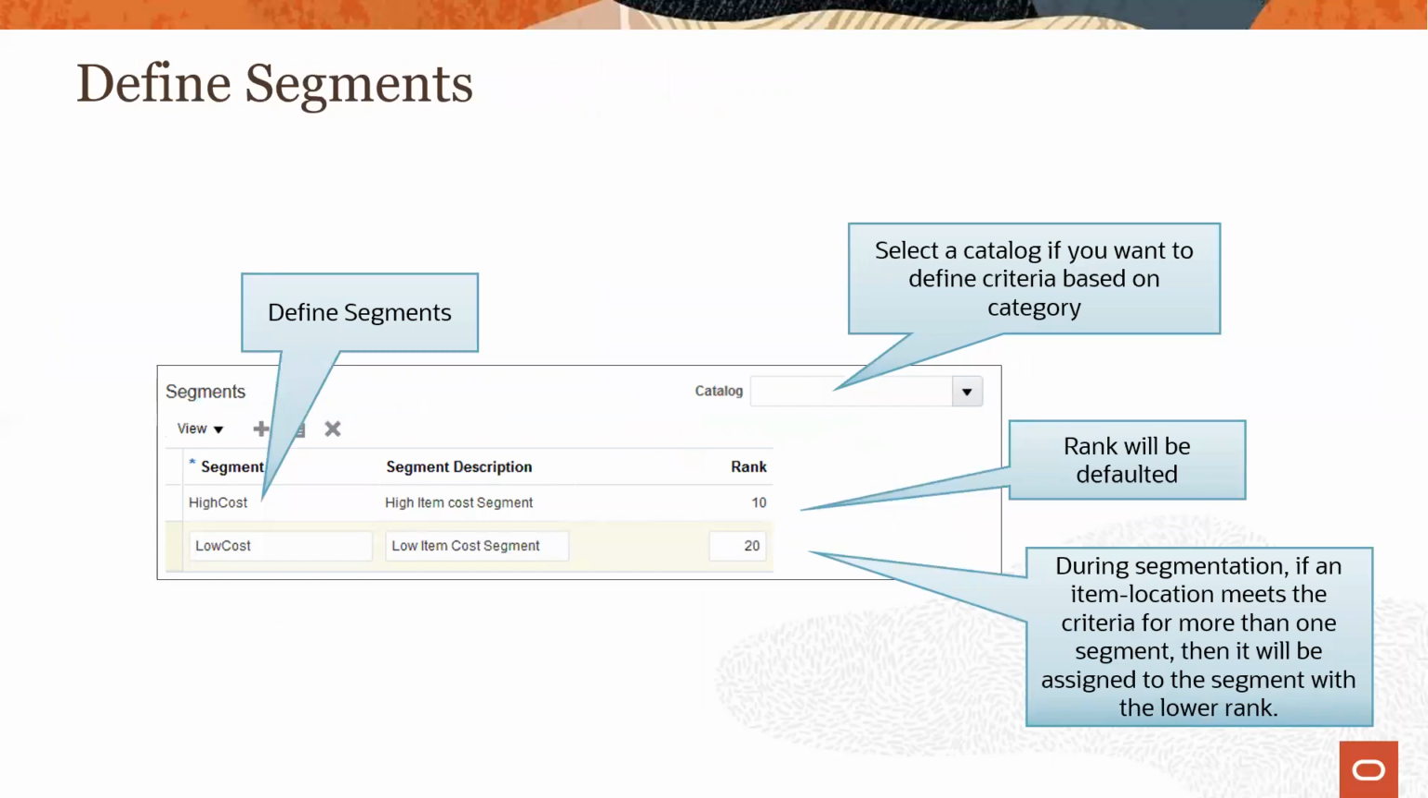You then define segments. Select the catalog if you want to define criteria based on categories. Rank column will be defaulted. You can change the rank value if needed. Rank is basically used as a tiebreaker. During segmentation, if an item location meets the specified criteria for more than one segment, then this rank will be used as a tiebreaker and it will be assigned to the segment with the lower rank.